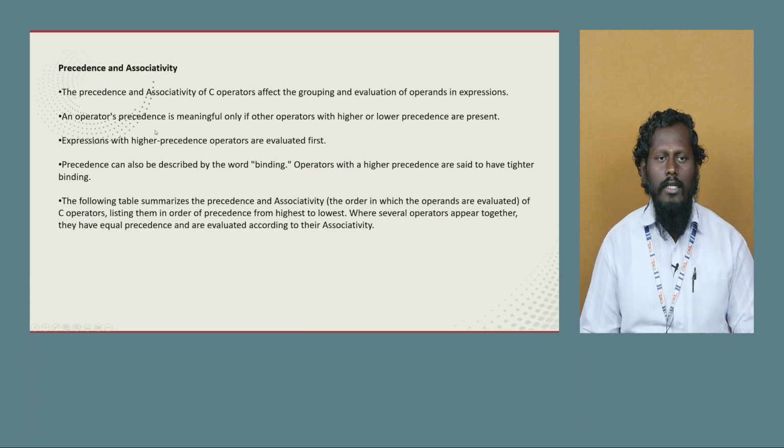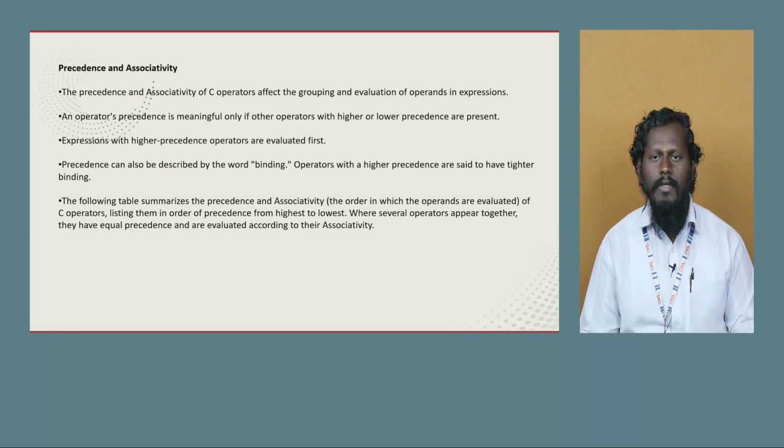And the next one: operator precedence is meaningful only if other operators of higher or lower precedence are present. So in the same expression we have different kinds of operators, either higher or lower, or sometimes two operators with the same precedence, higher and higher, or lower and lower. If we have this kind of combination, at that time we have to look at the precedence of the operator. That means the one with higher precedence will be evaluated first, and the lower one will be evaluated second.